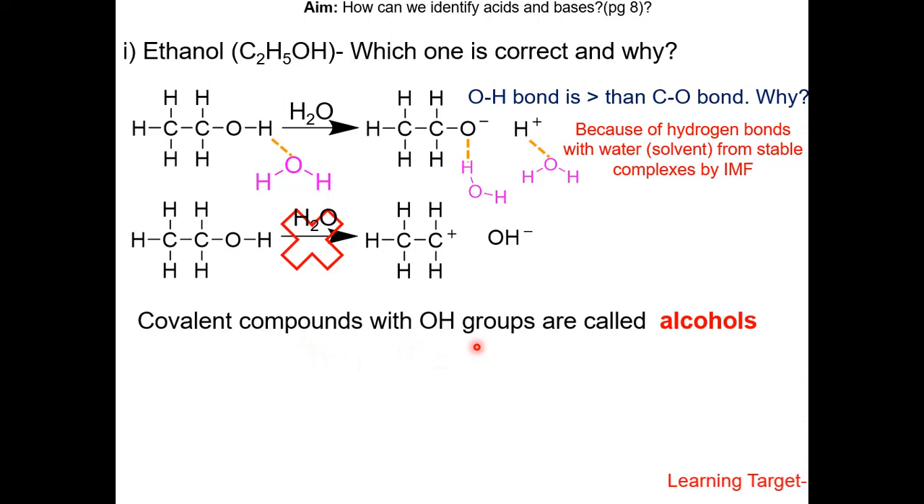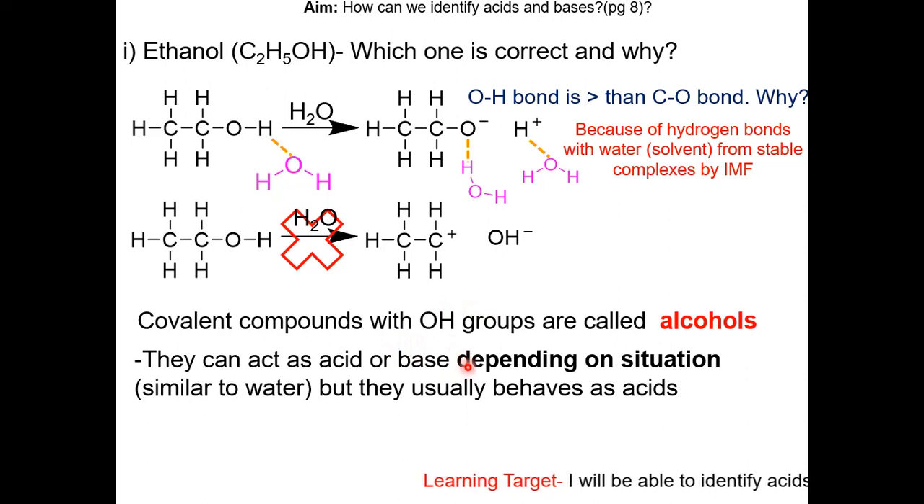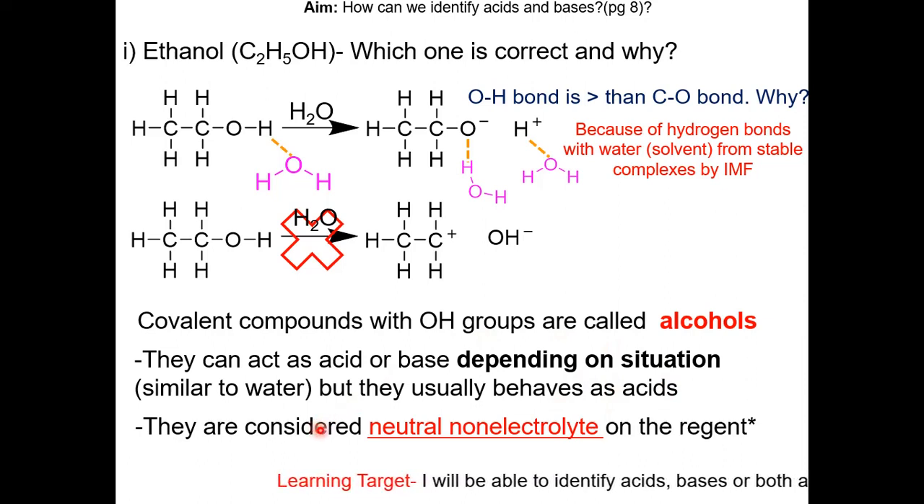Covalent compounds with OH groups are called alcohols. We will discuss this in Unit 15, Organic Chemistry. Since alcohols have a similar structure to water, they can act as an acid or base depending on the situation, but they usually behave as acids. On the reference tables, they are considered neutral non-electrolytes.